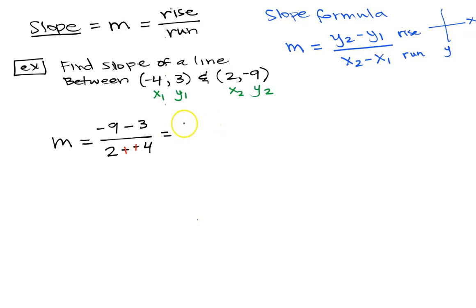If I simplify this, on the top I get negative 12, and on the bottom I get 6. And then if I divide those, I get negative 2, or negative 2 over 1, if we're thinking of it as the slope. So it's saying it's going down 2 for every one place we go to the right. So that is how we find the slope of a line if we're given 2 points.